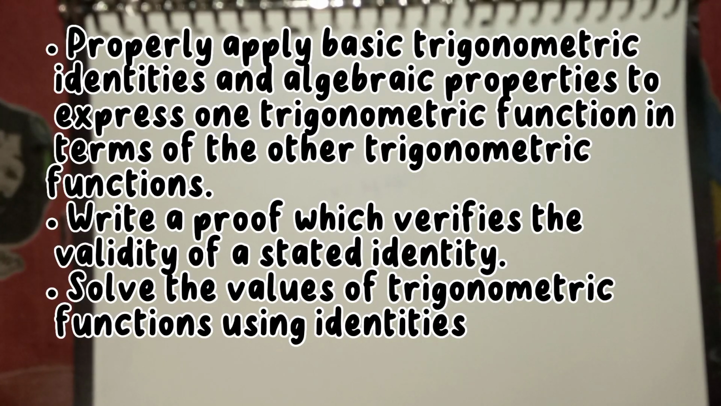In this video, we will talk about three learning objectives. First is to properly apply basic trigonometric identities and algebraic properties to express one trigonometric function in terms of the other trigonometric functions. Second is to write a proof which verifies the validity of a stated identity. Third, solve the values of trigonometric functions using identities.